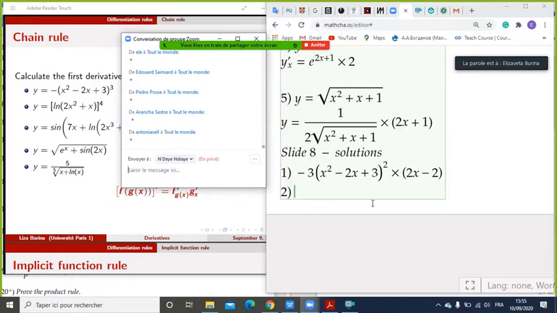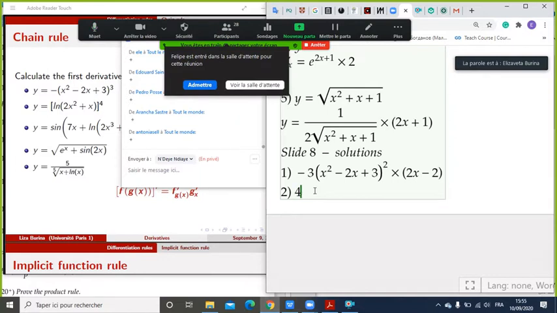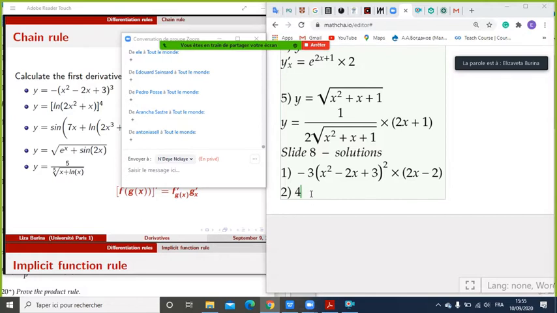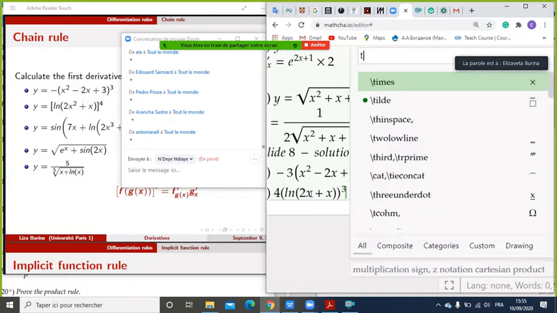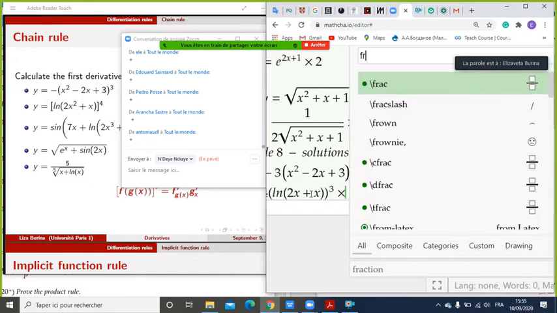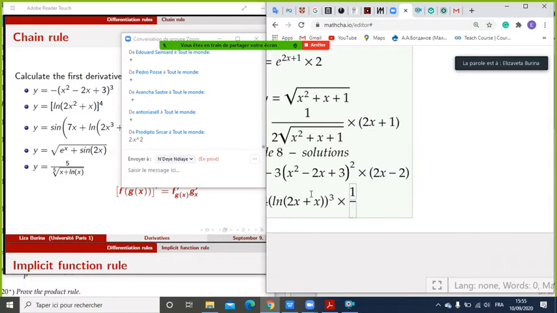This is, okay, for logarithm, logarithm of 2x plus x, all that will be to the power of 3, then times fraction 1 over.